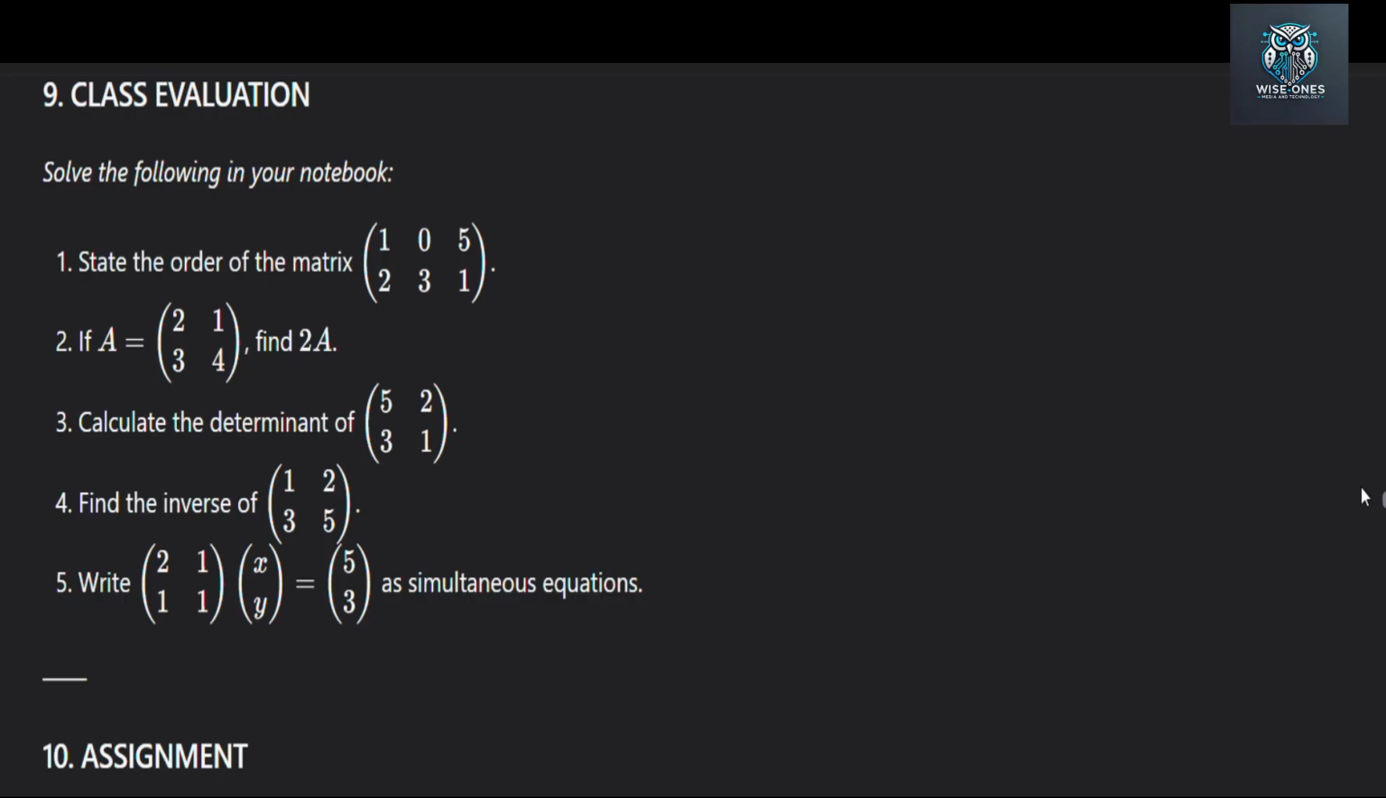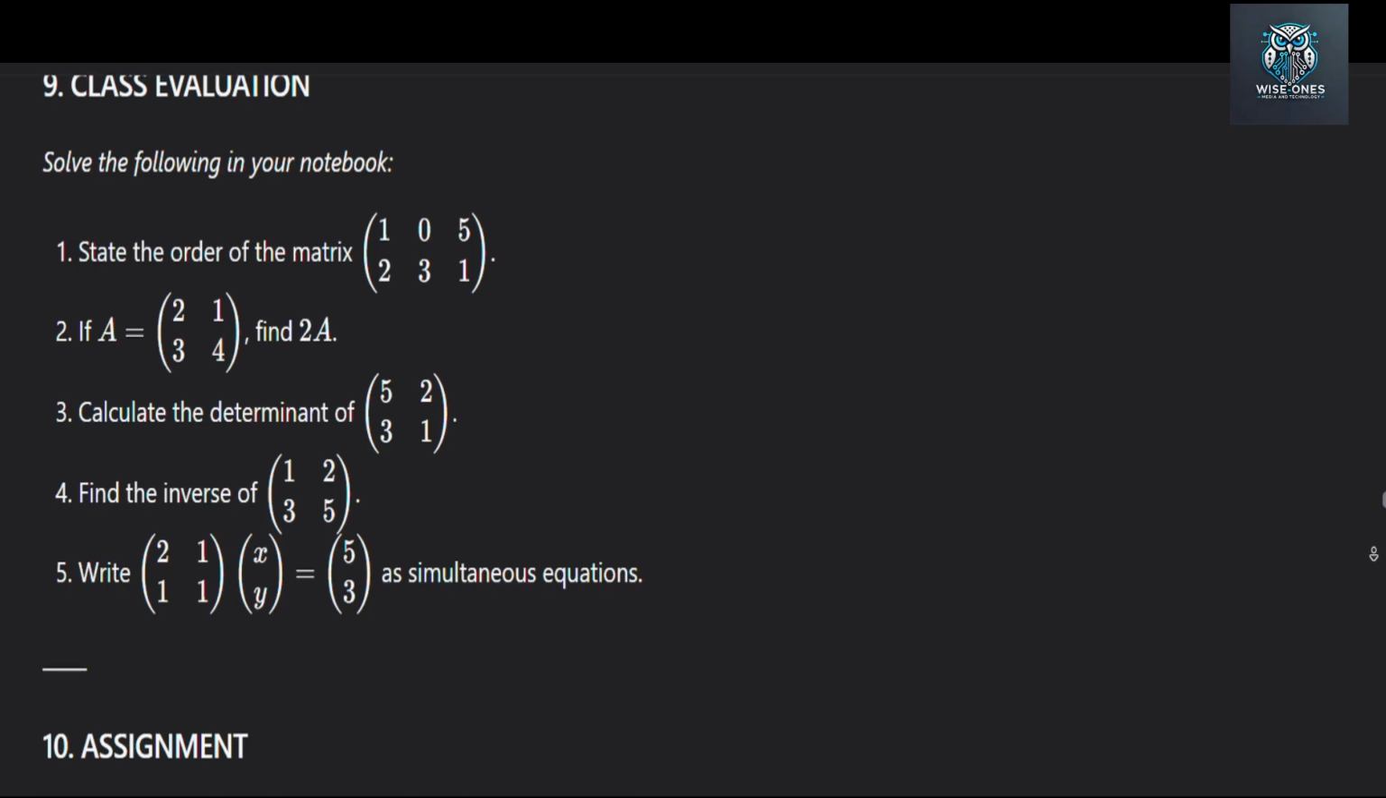Question 4. Find the inverse of a matrix with first row 1, 2, second row 3, 5. Question 5. Write the matrix equation with matrix first row 2, 1, second row 1, 1, times column X, Y equals column 5, 3, as simultaneous equations. Take your time. Write down your steps. Do not rush. I will wait for you for your assignment.